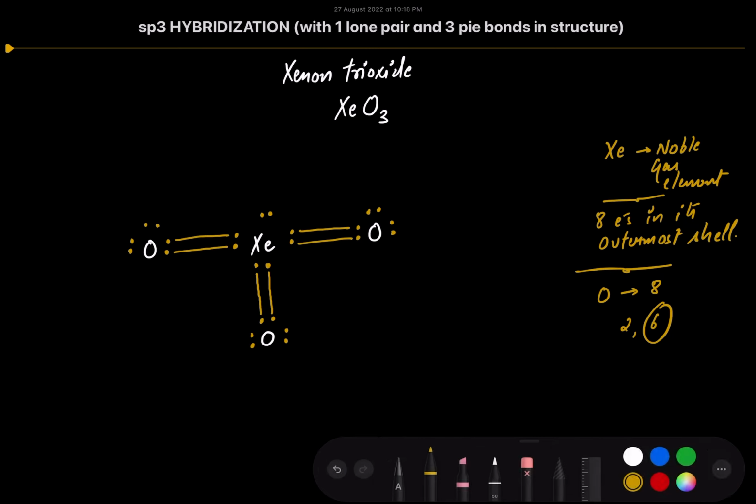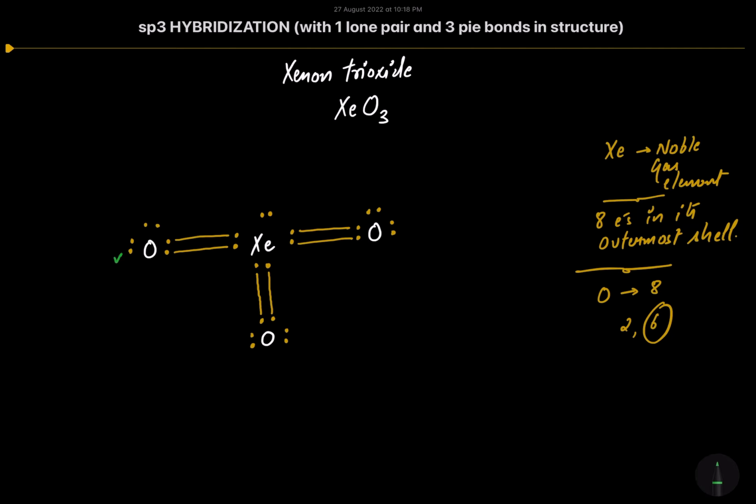Now let's count the number of valence electrons around all the oxygen atoms after the formation of 2 bonds with xenon. Now I'm counting the number of electrons for the first oxygen. That is the first electron, second, third, fourth, fifth, sixth, seventh, and the eighth. That means the first oxygen has attained 8 electrons, or the octet, after the formation of 2 bonds with the xenon atom.